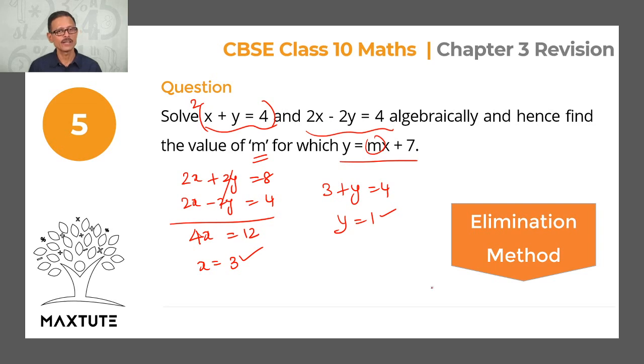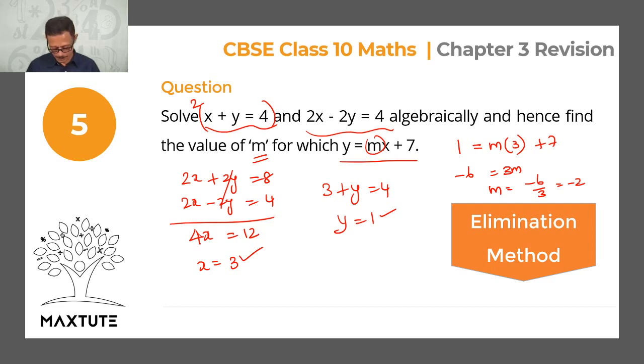What we actually need to find out is m. Let's plug that in here. So y, which is 1, is equal to m times 3, x is 3, plus 7. So this becomes 3m. Take the 7 to the left hand side, it becomes minus 7. 1 minus 7 is minus 6. 3m equals minus 6. m is equal to minus 6 by 3, which is equal to minus 2.